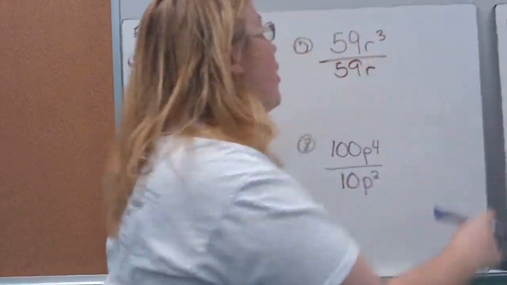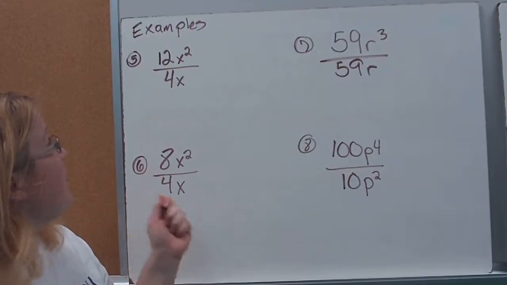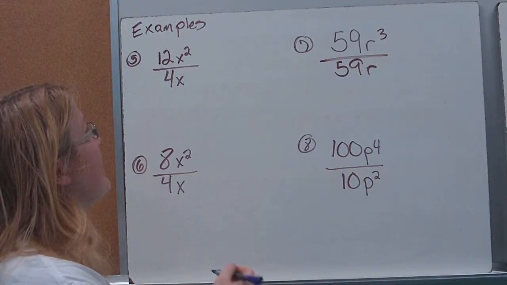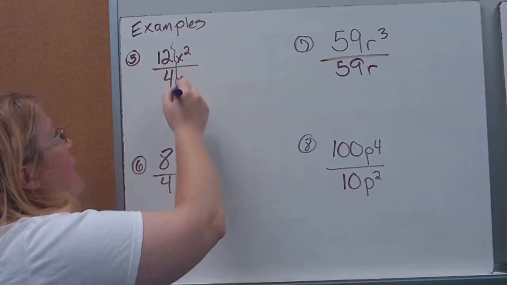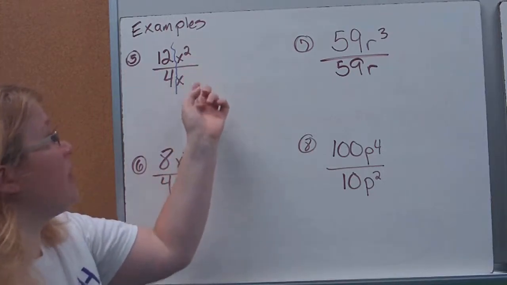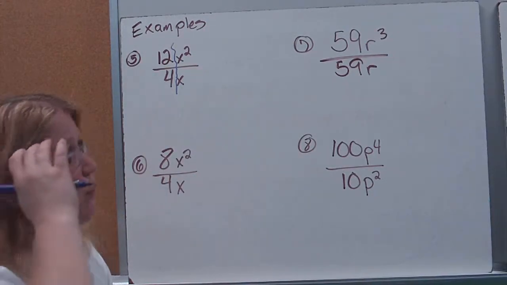Move on to our division ones. So again, you'll notice I'm writing division in fraction form. It's just a little easier. So again, I draw little lines sometimes. We're going to look at our coefficients. We're going to divide our numbers. Then we're going to divide our variables using our exponent rules.